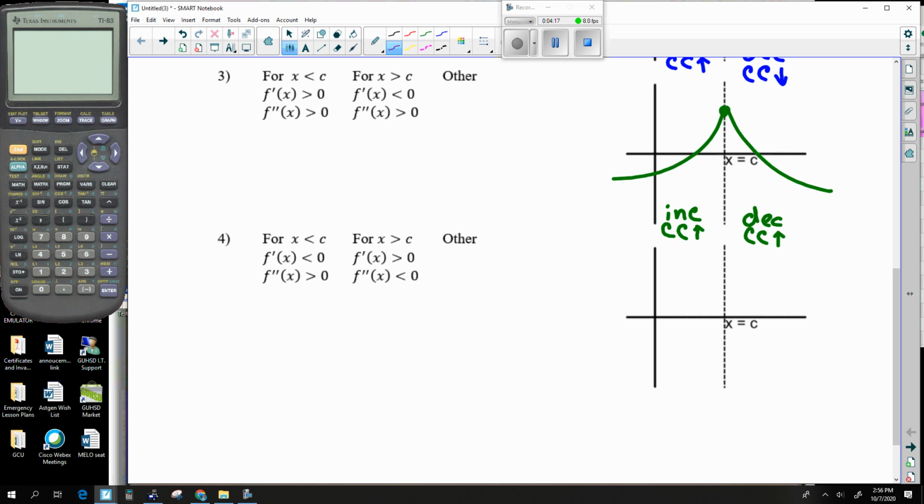All right, number 4. Left-hand side of the C, we have the derivative that is less than 0. That means it's negative. That means it's decreasing. Second derivative is positive. That means it's concave up. The right-hand side is positive, so that means it's increasing. Second derivative is negative. That means concave down. So we have decreasing concave up, increasing concave down.